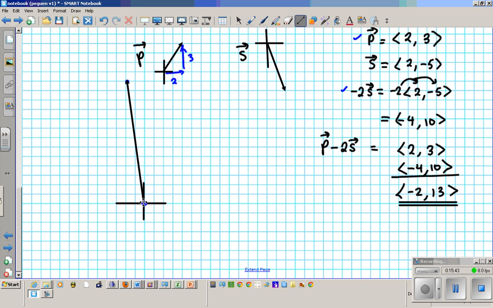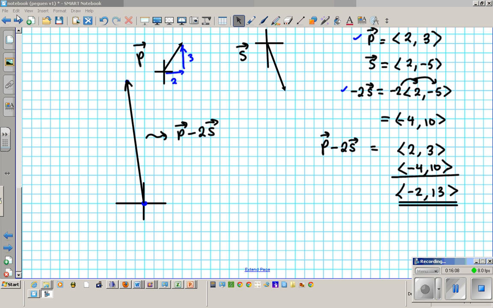Alright, so this long vector you have right here, believe it or not, this vector is P minus 2s. Okay? And we could have done this using the parallelogram rule, but that's fine. So that's basically P minus 2s. Okay?